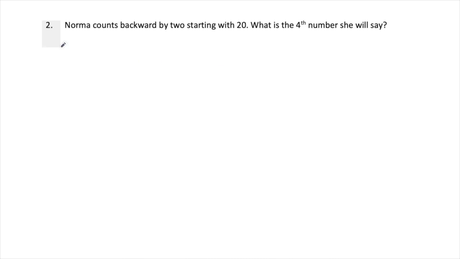For this problem, we have to figure out the fourth number she will say. We know that she counts backward by 2 starting at 20. So let's count backward by 2 starting at 20. So the first number would be 20.